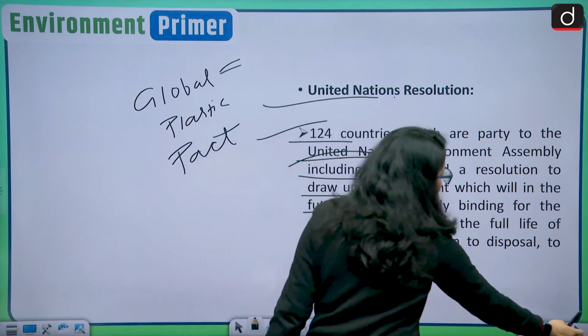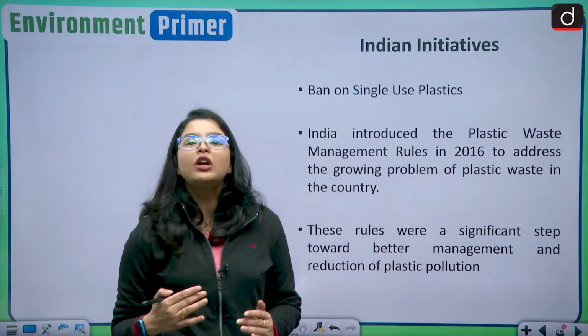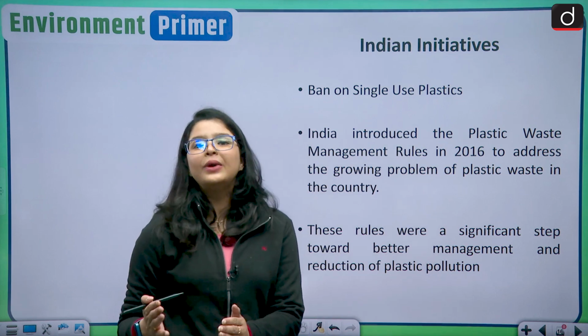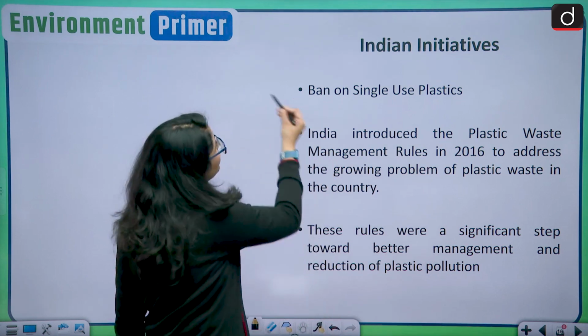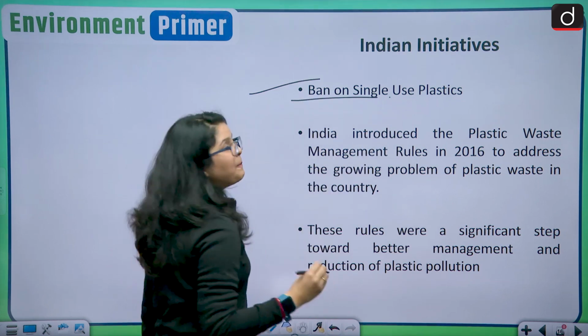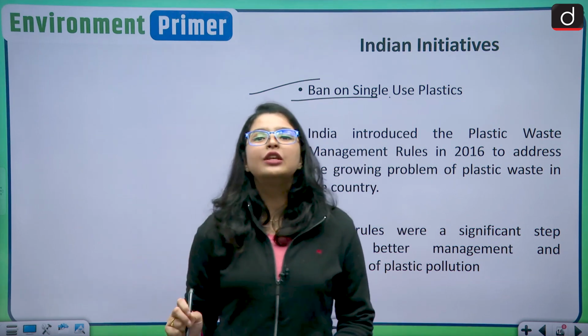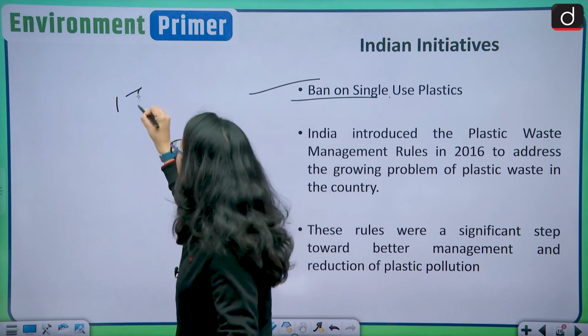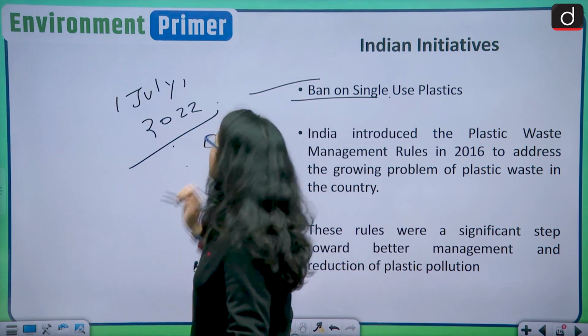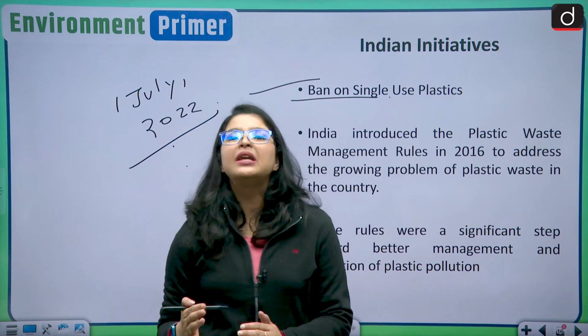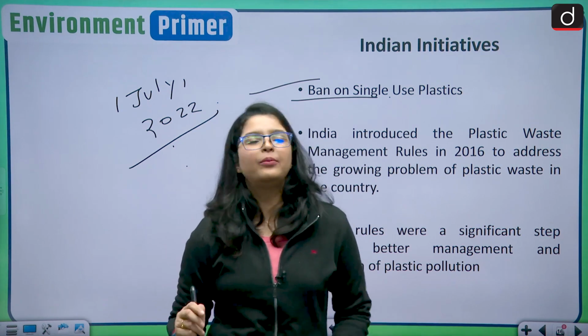Now let us analyze what India is doing, what initiatives the Indian government is taking to end plastic pollution. Okay, so the Indian government has placed a complete ban on single-use plastic from 1st July 2022. But is this ban being followed? Let me know in the comment box below.